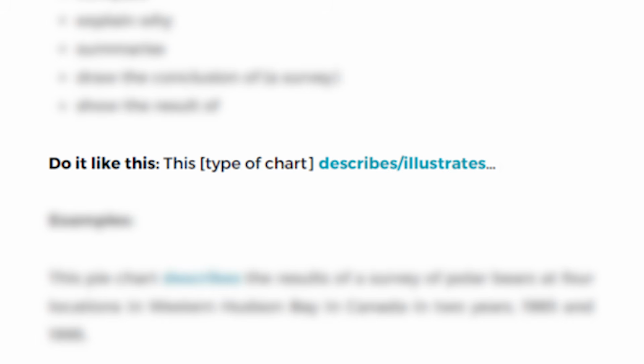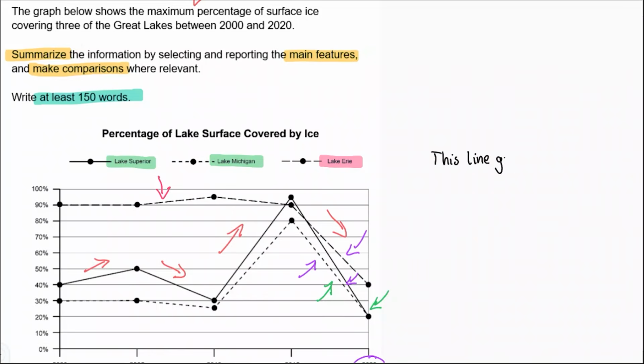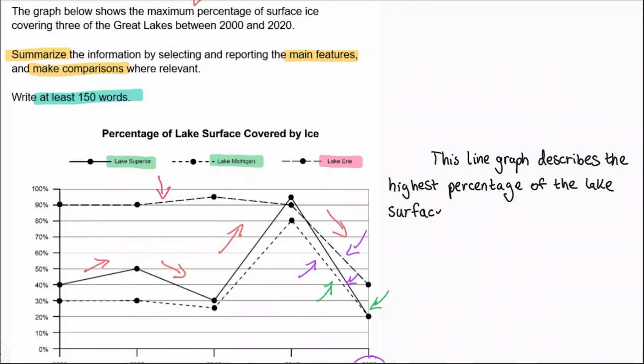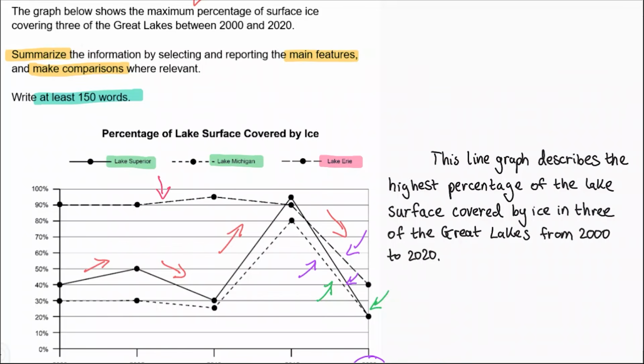The first sentence starter on my template is, "This type of graph describes." Therefore, my first sentence is, "This line graph describes the highest percentage of the lake surface covered by ice in 3 of the Great Lakes from 2000 to 2020." Notice that I indent the first line. Many IELTS students don't use proper essay format when writing a summary, but you must do that for the IELTS.